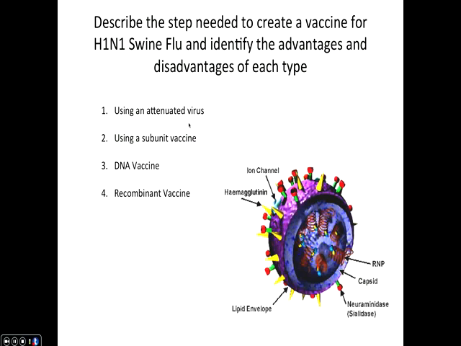Now what we'll do in class is go through this, and we'll talk about different ways if we wanted to create a vaccine for swine flu. I'll assign each group one of these different ways, and we'll talk in class about the advantages and disadvantages, and how you would make attenuated virus, subunit vaccines, DNA vaccines, and recombinant vaccines. We'll talk about that in class next week.